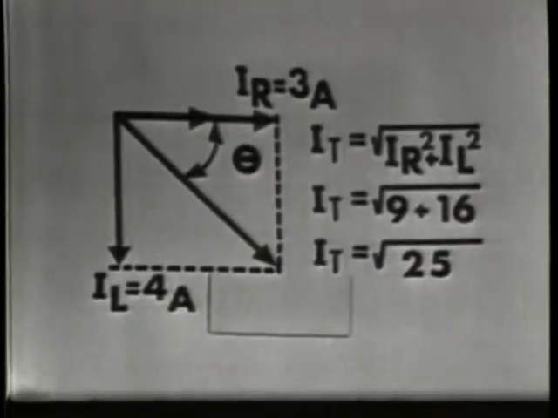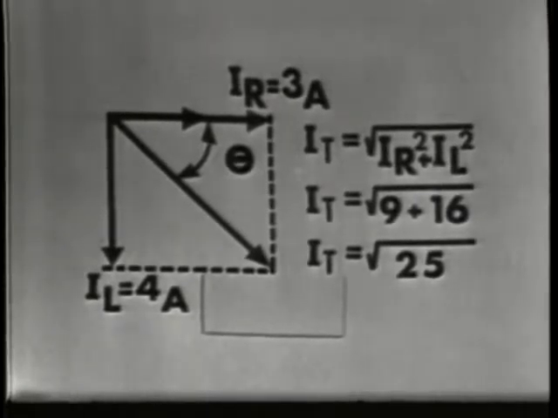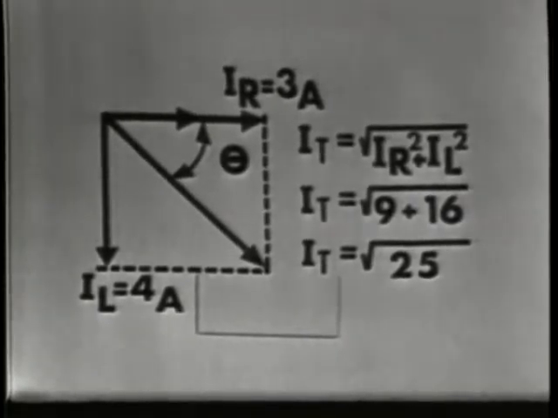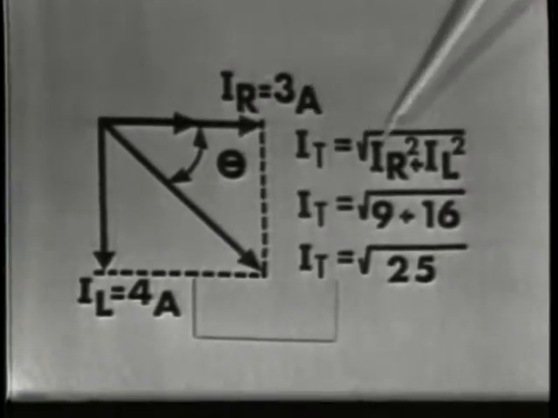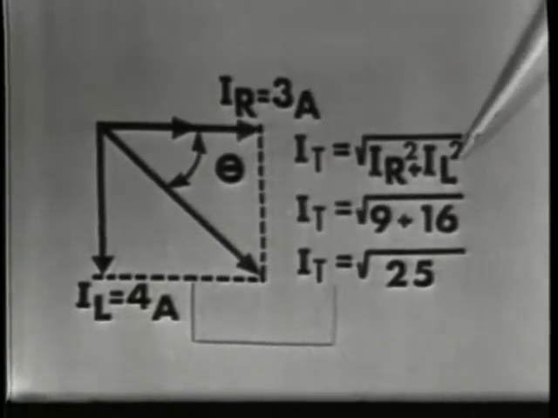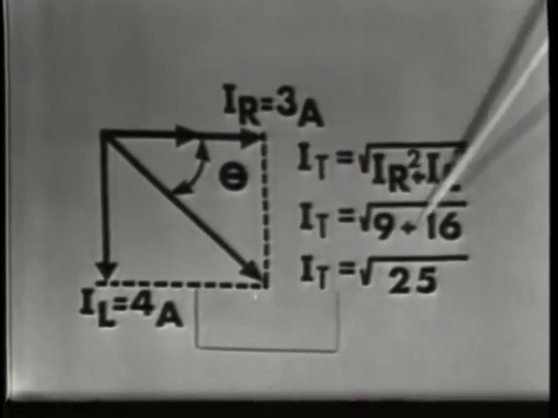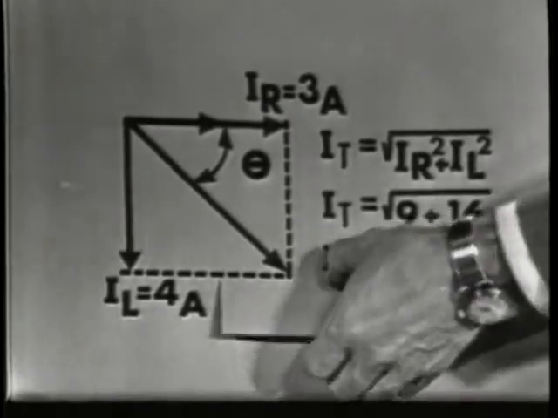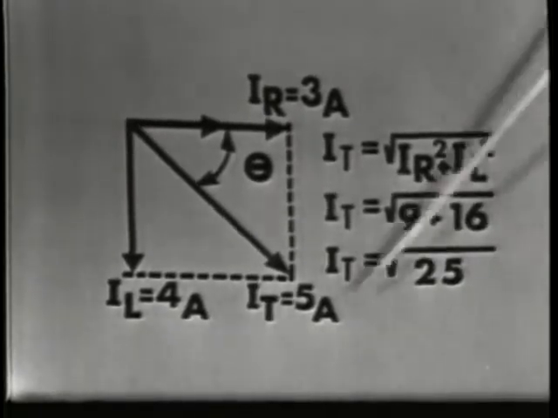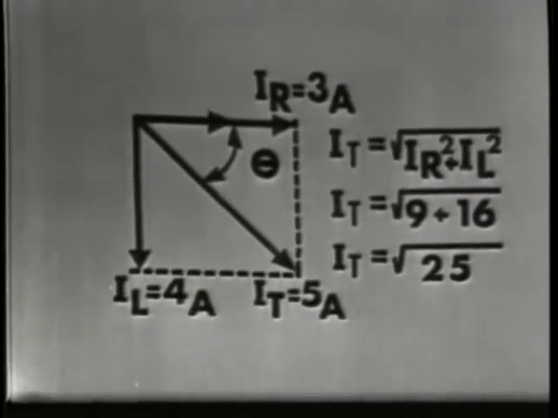Now, since the vector representation can be closely related to a right triangle, the Pythagorean theorem may be used to solve for IT, or IT is equal to the square root of IR squared plus IL squared. IT equals the square root of 9 plus 16, or the square root of 25, which of course is 5. So IT equals 5 amperes, the same value we found on the chart.